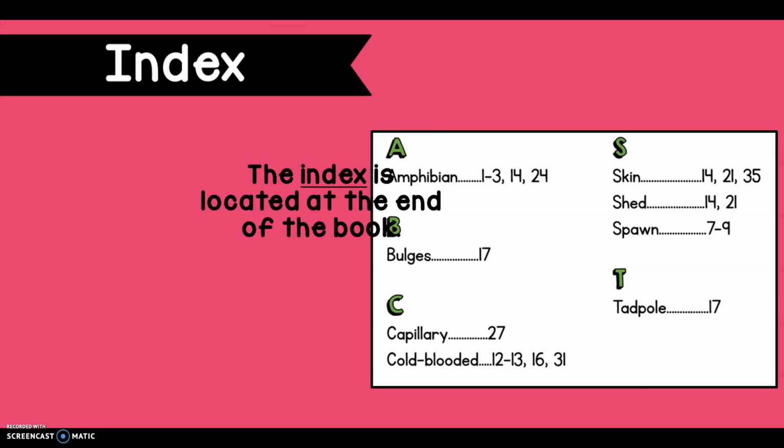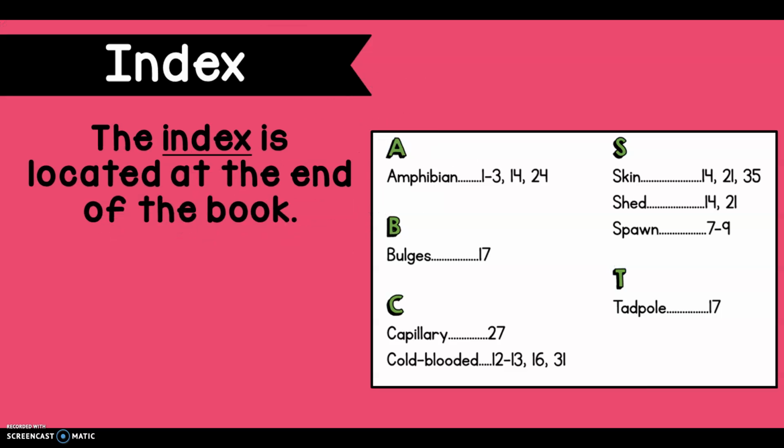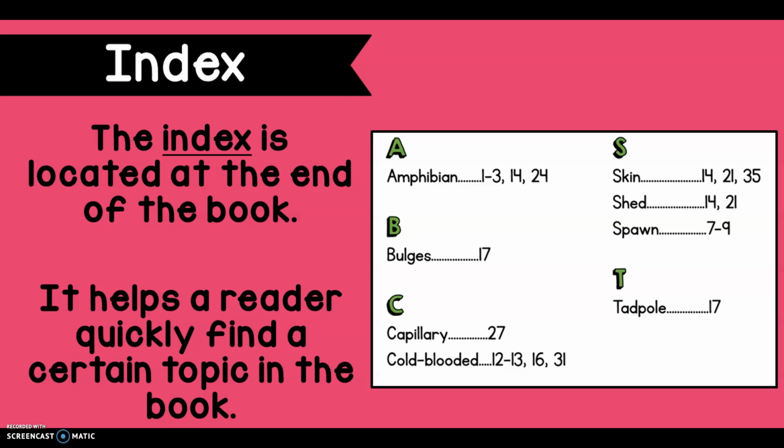The next text feature is an index. It's located at the end of the book, and it helps the reader to quickly find a certain topic in the book. So your table of contents is in the front, your index is in the back. The index is going to go in alphabetical order. Table of contents goes in the order in which those chapters or articles appear within the text.